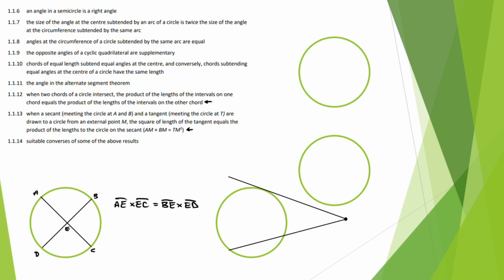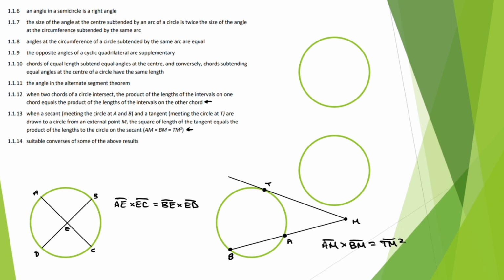I'll refer to this point of intersection as M. This is my point T. This is my point A. And this is my point B. And so as you can see, what the secant-tangent theorem tells me is that AM times BM is equal to TM squared.